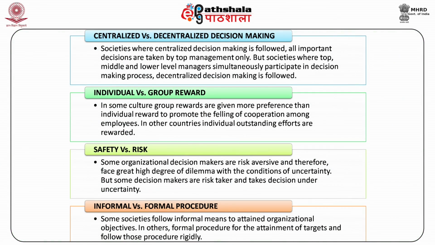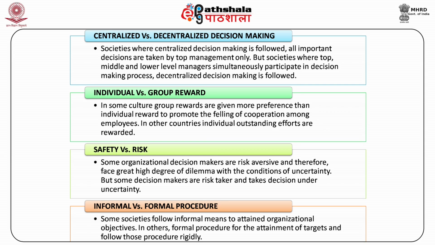First, centralized versus decentralized decision making. In societies where centralized decision making is followed, all important decisions are taken by top management only. But in societies where top, middle and lower level managers simultaneously participate in the decision making process, decentralized decision making is followed. Second, individual versus group reward. In some cultures, group rewards are given more preference than individual reward to promote the feeling of cooperation among employees. In other countries, individual outstanding efforts are rewarded.